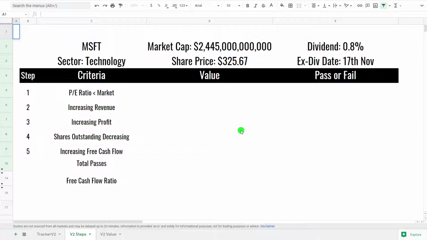Let's get into the steps. So number one, is the PE ratio less than the market? No, it's not. Microsoft currently has a PE ratio of 40 and the market average is 28.5. So that is a fail. And I think that's the only bad news we're going to see in terms of the fundamentals.